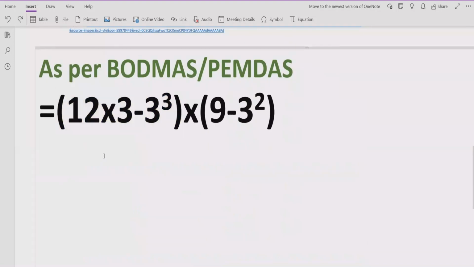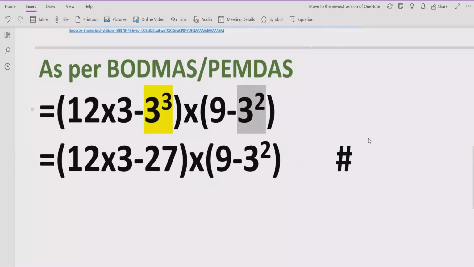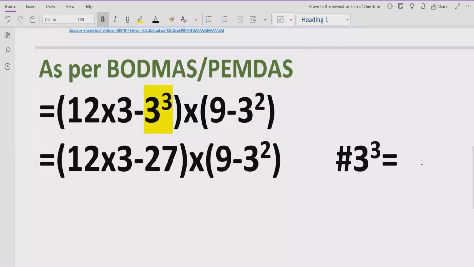Now, first we have to solve the first bracket, but inside the bracket we have two operations which are minus and multiplication. And the other one is we have the power of a number. So we have this number which has the power. First of all we have to solve this one. So we will write 12 multiplied by 3 minus 3 raised to power 3 means 27, that is 3 multiplied by 3 multiplied by 3. And the rest of this part I am writing as it is. And here we have to give the reference: 3 raised to power 3 equals 27.